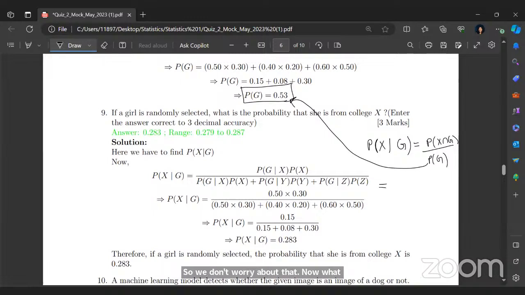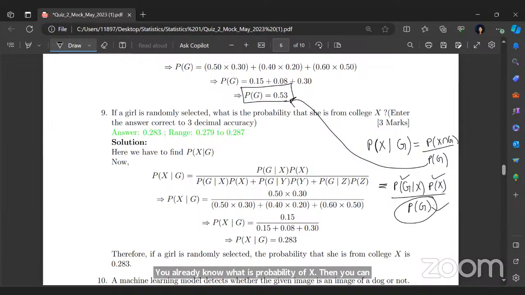Now what is probability X intersection G? We can use the relationship between the conditional, joint and marginal, and we say that this is equal to probability of G given X times probability of X divided by probability of G. Now you already know what is probability of G given X. You already know what is probability of X. And you have already found what is probability of G. You use all this and you will find that if a girl is randomly selected, the probability that she is from college X is 0.283.